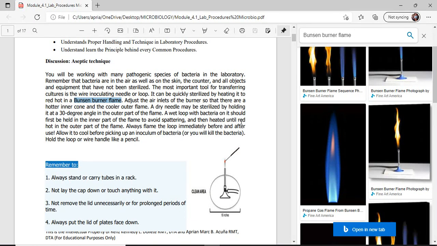Then heat until red hot gihapon to ensure gid nga wala sang may nabilin. Okay, always flame the loop immediately before and after gamit. Pero when you're using your loop and also your needle, okay, i-flame mo gina siya. Okay, the flaming itself is the aseptic technique. Okay, then allow it to cool before picking up an inoculum of your bacteria naman.